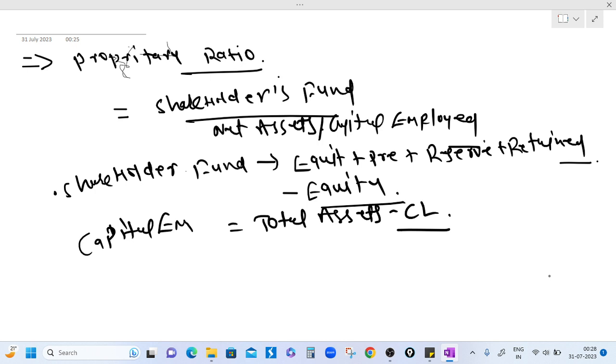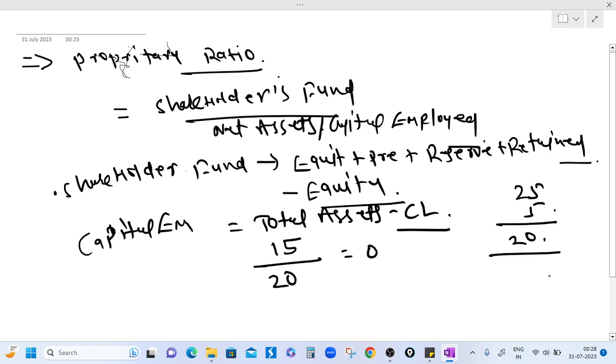Suppose in a balance sheet you see that shareholder fund is 15 lakhs, and capital employed is 20. How do you arrive at this 20? Suppose total asset is 25 and current liability is 5. So capital employed is 20. This is how the ratio comes to 0.75, or you can say 75%.